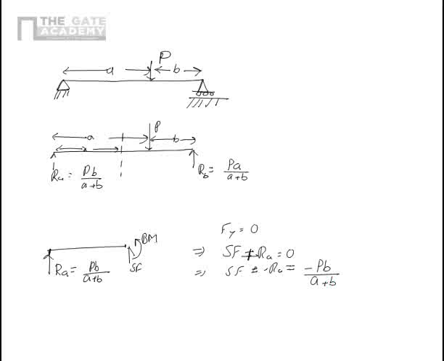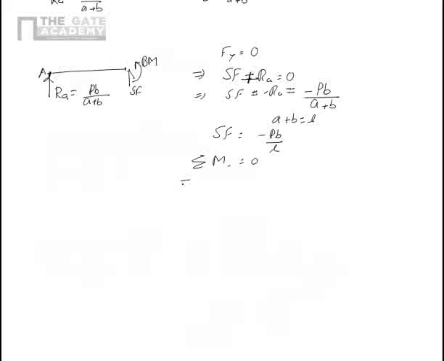Now for simplicity, I assume A plus B equal to L. So the shear force is equal to minus PB upon L. Now what is the BM? Sigma M, let's say about this point, which is called A, is equal to 0. So that gives me the BM which is acting there, it's positive, plus SF into X is equal to 0. So the BM is equal to minus SF into X, that is nothing but PB upon L X, because SF is already minus.